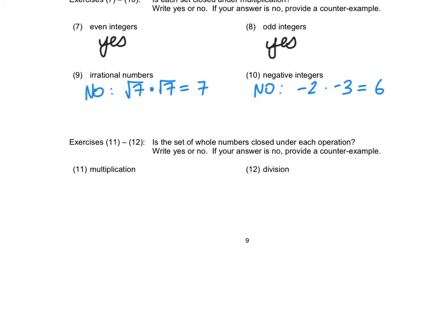Now, whole numbers. Whole numbers, that's 0 and up. No decimals, no fractions, no negatives. So we want to know, is it closed under multiplication? If I multiply two whole numbers, will I get a whole number? Yeah. If I divide two whole numbers, will I get a whole number? No, not necessarily. So a counterexample would be what? 1 divided by 2.